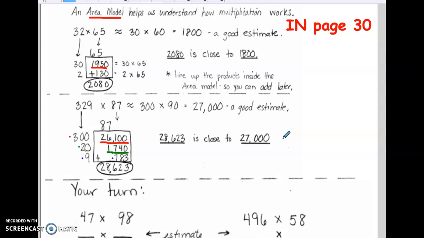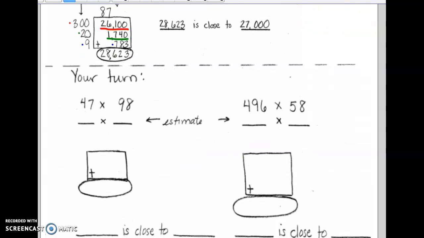A little hint here. If I were you, I would not put commas in your products inside your area model. I think it may end up making some messy work that you could end up making a mistake with. Alrighty, so let's talk through these next two, but I'm going to let you finish them. Okay?